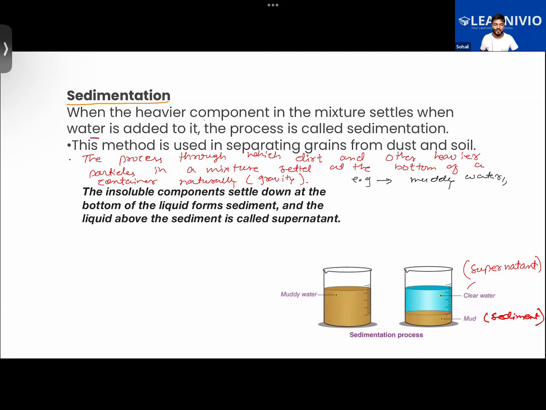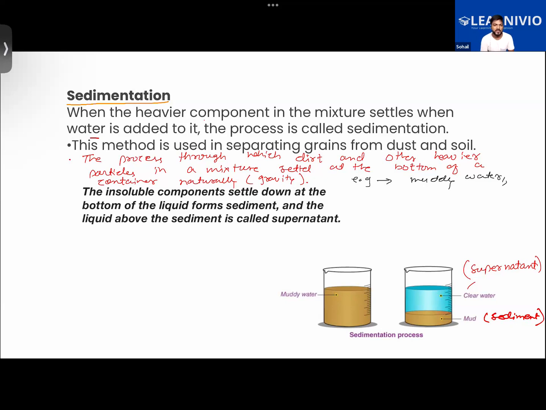Your voice was breaking. Is it still breaking? No, sir. Now it is okay. Okay. Which part have you missed? Right now we were learning about the sedimentation only, we just started from the start.